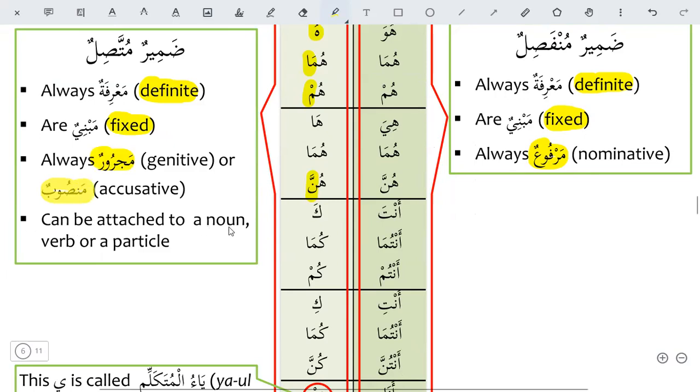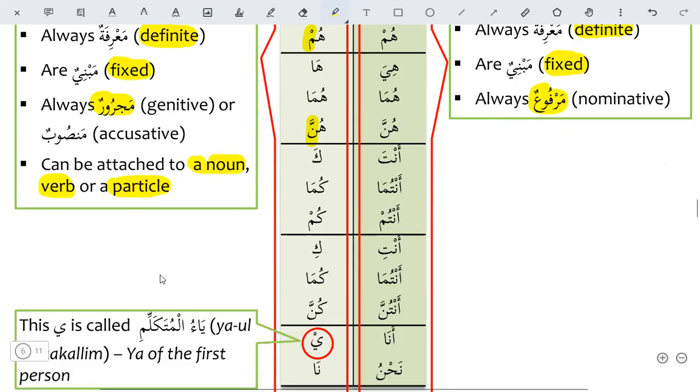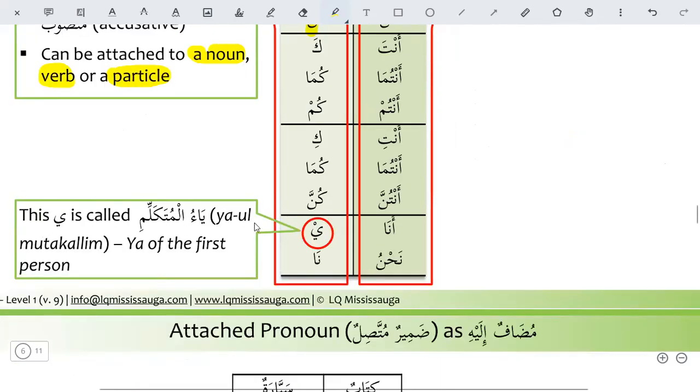They can attach to a noun, a verb, or a particle. So an attached pronoun can attach with a noun, with a verb, and with a particle. This ya is called ya mutakallam, the ya of the first person singular.